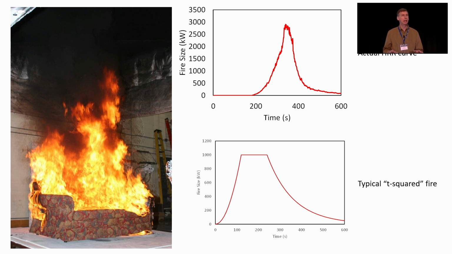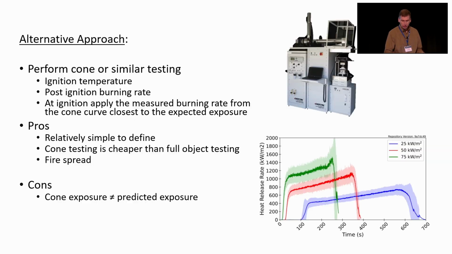And I got to tell you, I've been in this field for 30 years. I hate these T-squared fires. They've just evolved to the point where we think that every fire behaves like this. It ramps up to a certain heat release rate, holds steady, and then ramps down. And ultimately, we want in our models more realism.